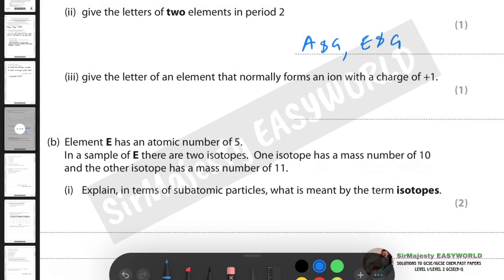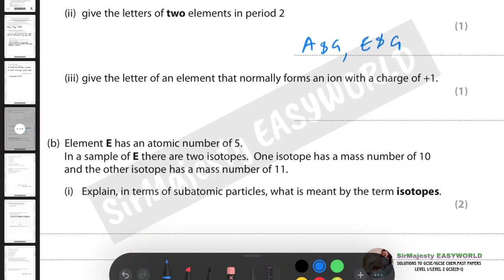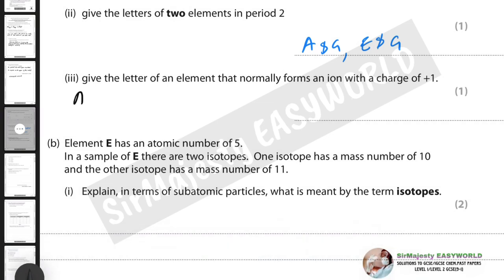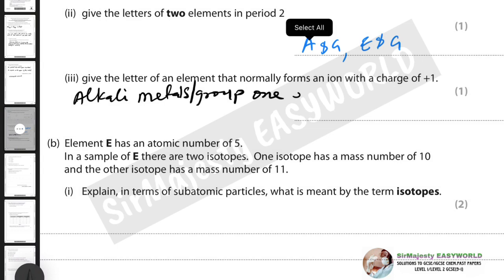Give the letters of an element that normally forms an ion with a charge of +1. Group 1 elements form the charge of +1. That is the alkali metals. The alkali metals are actually the group 1 elements. They all form a charge of +1, including hydrogen actually.